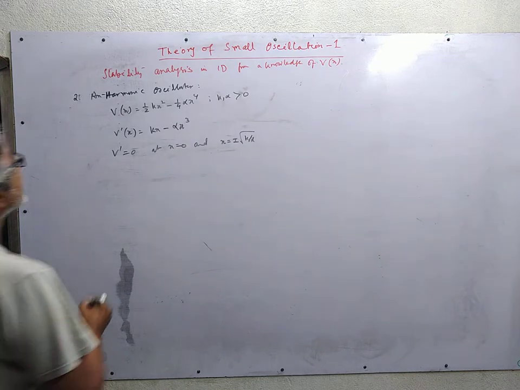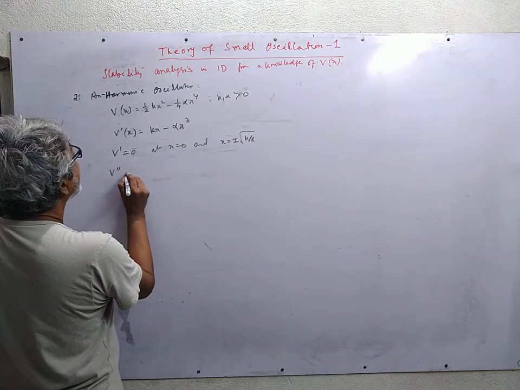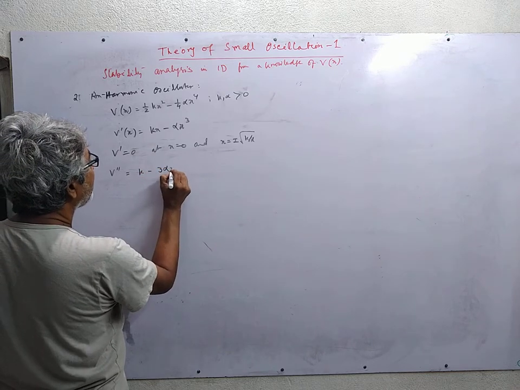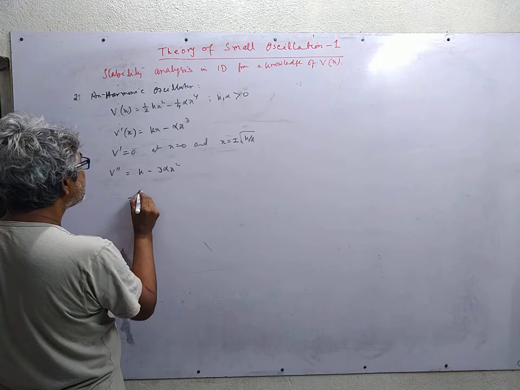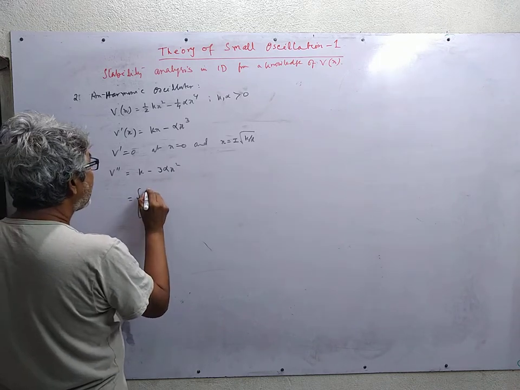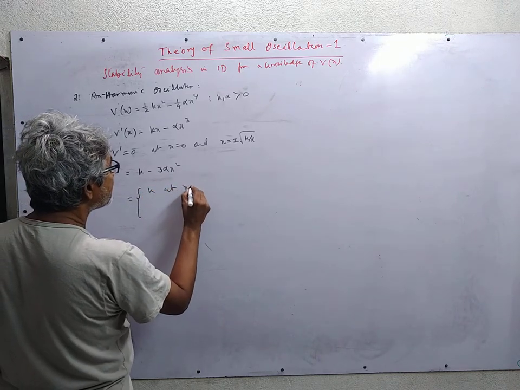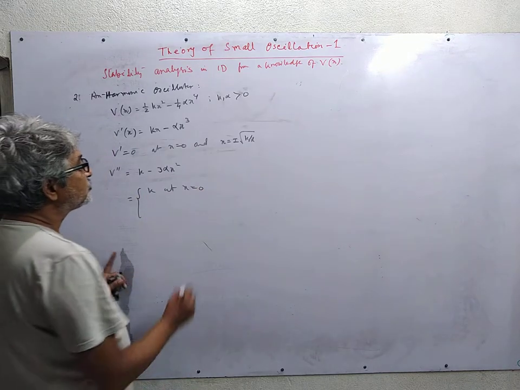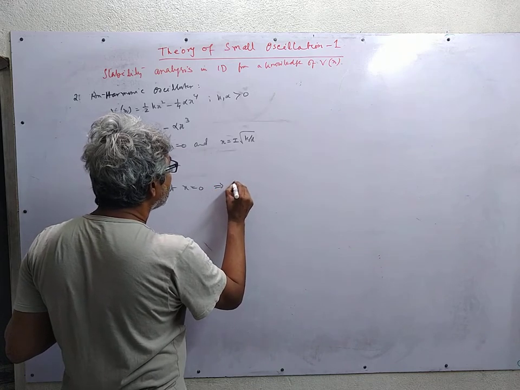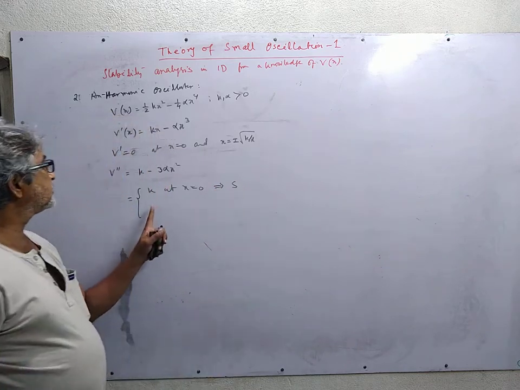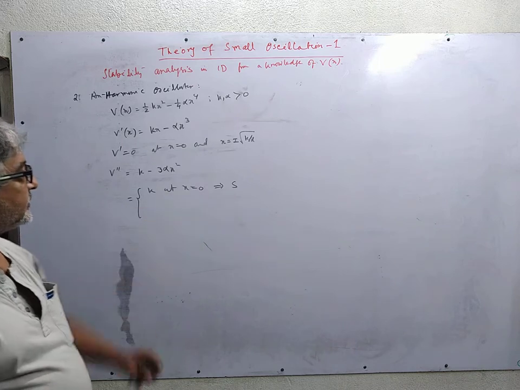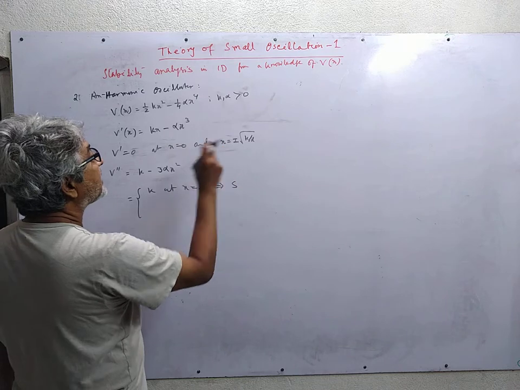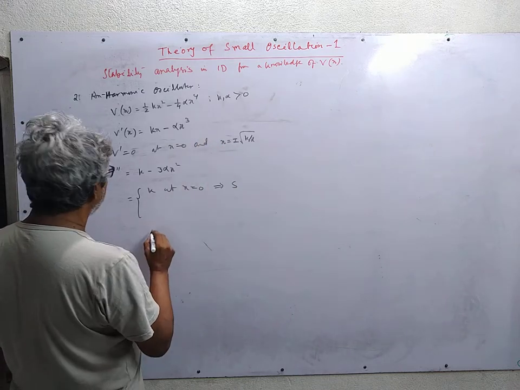Now we'll go to the second derivative. This is k minus 3 alpha x square. So this is equal to k at x is equal to 0. And since k is positive, this corresponds to a stable equilibrium position because the double derivative is positive at x is equal to 0.